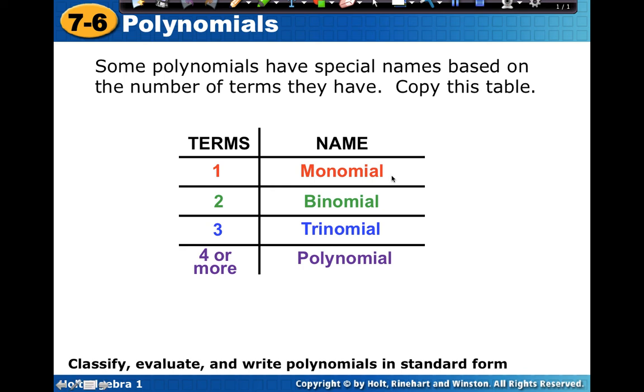Okay, you should have that table copied down now. We're going to move on and look and see. Do you want to talk about what the words mean, or do you want to just move on and look at the examples? I'll talk about what the words mean for a second.